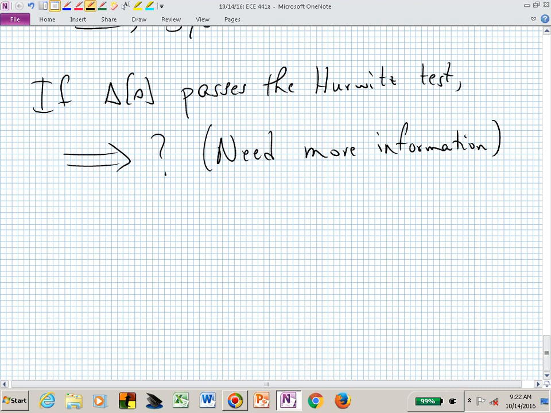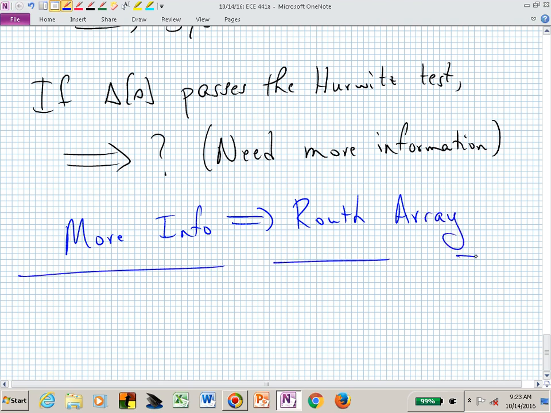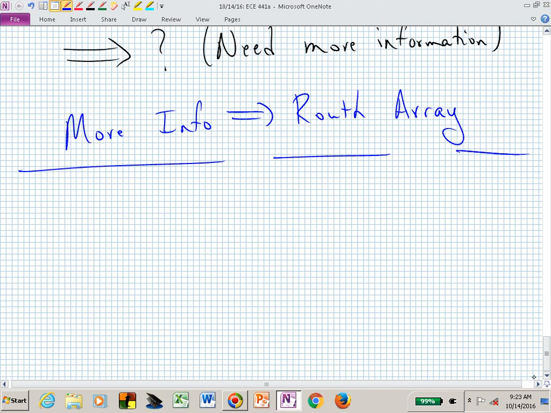You have to pass more tests, don't you, in class? But here, if we're dealing with a polynomial, then if it passes the Hurwitz test, we need more information. And that more information is actually going to be provided by creating or building an array that we are going to call the Routh array. And here's the procedure behind that array.